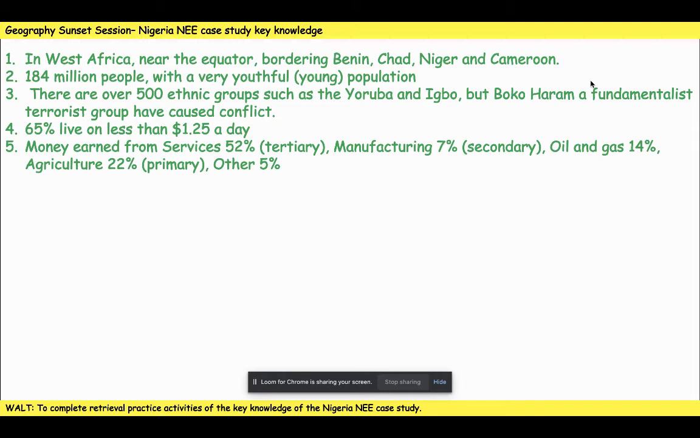Number five, in terms of the industrial structure, most of the money is earned from services, 52%. 7% of the money is earned from manufacturing, and 22% from agriculture. But that just shows the importance and the value of the tertiary sector. So as a country gets more developed, more of its GDP, its gross domestic product, will come from the tertiary sector. Number six, Shell directly employs 65,000 people, but indirectly employs 250,000 people.